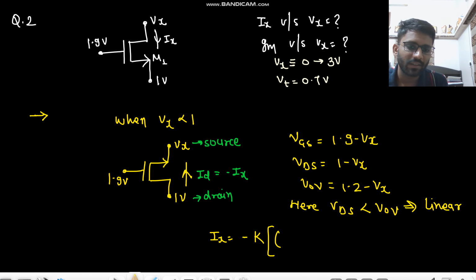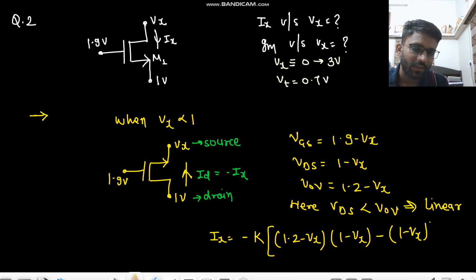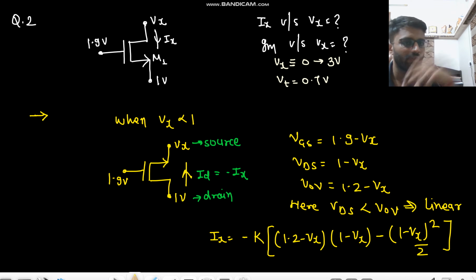into VGS minus VT, that means this one, into VDS minus VDS whole square by 2. So this is simply the graph, right? For Vx less than 1 volt, we are just making the graph. And for Vx less than 1 volt, will the MOSFET be on? Yes, MOSFET will always be on for Vx less than 1 volt, because for Vx less than 1 volt, VGS will never go below 0.7.